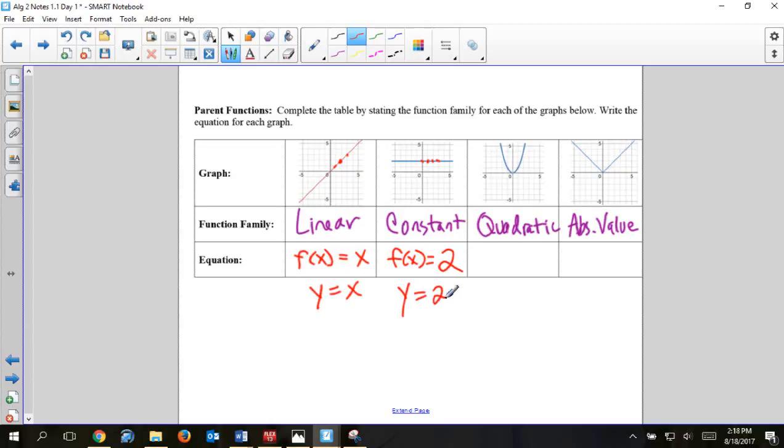In your homework yesterday, you had to graph. I don't know if you graphed y equals 2. I feel like that was on the homework actually.